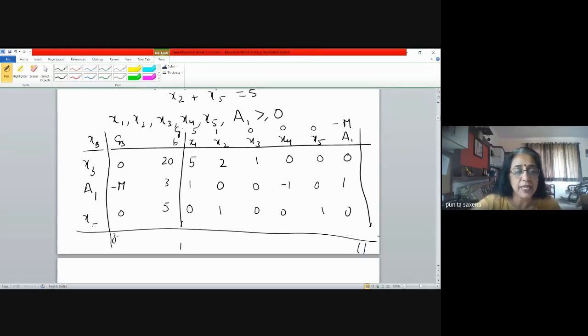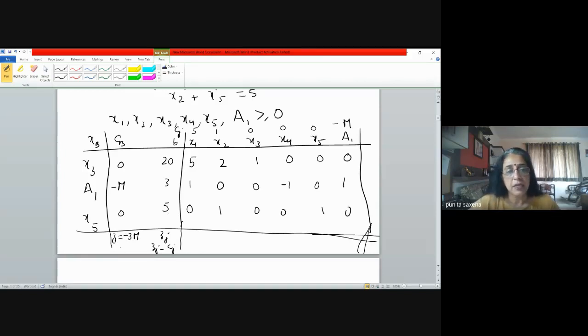Now we need z, we need zj, and we need zj minus cj. Now, how is z computed? By multiplying CBs with b and adding them all, right? So it's going to be 0 into 20 plus minus M into 3 plus 0 into 5, which makes it minus 3M. Mind you, it won't start with 0 now. Imagine M is a very large number, and how much is your z? Minus of that. So it's going to be very, very small, definitely.